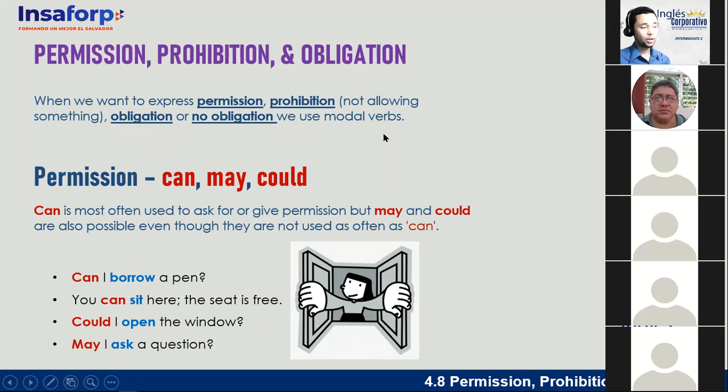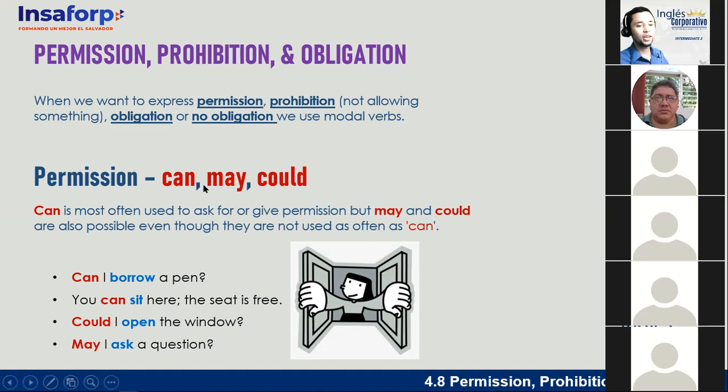También podemos ocupar los modals precisamente para expresar todo eso. Cuando expresamos permiso, una prohibición, una obligación, o una no obligación. Cuando algo es una no obligación, significa que no es necesario. Si usted lo quiere hacer, bueno, no hay problema. Si no lo quiere hacer, tampoco hay problema. No hay ningún problema. Entonces es no obligation. Pero vamos a ver eso en detalle ahorita.